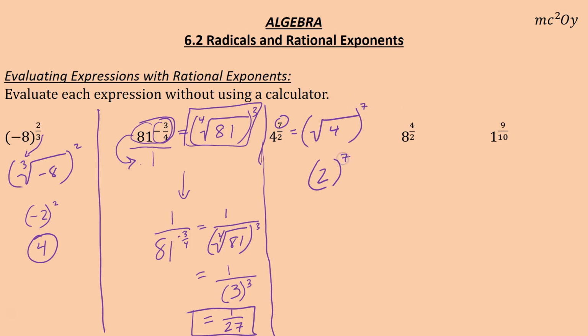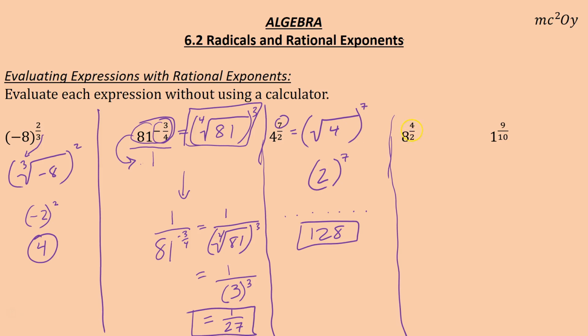2 to the 7th. I like to use my fingers to count it. 2, 4, 8, 16, 32, 64, well, 128, that's 7 of them. So 2 to the 7th is 128. And notice I didn't have to put plus or minus because there wasn't a plus or minus in front. That's only if you have to write it out in this format, and it wasn't given to you that way. Okay, so 128.